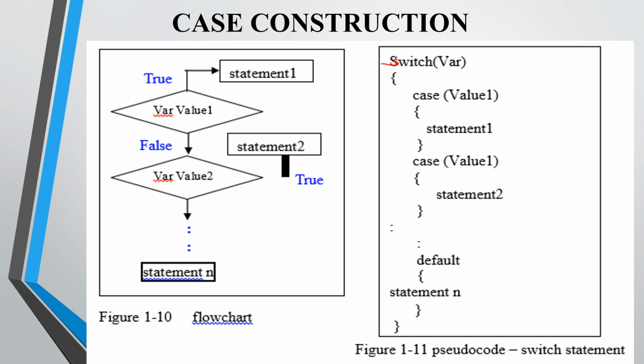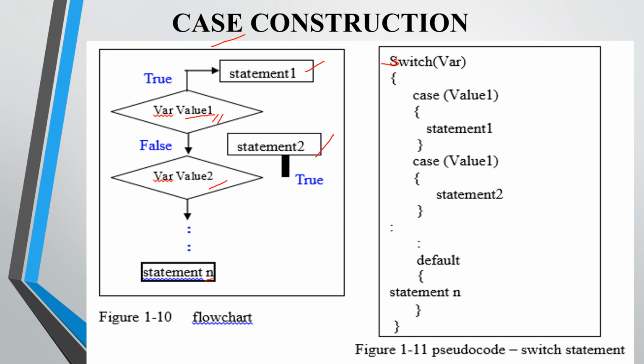Okay, so in this case, for the case, we have several variables, no? So we have to check the value of the variable, the first value of the variable. Okay, if it matches, then it performs statement 1. Otherwise, it will test again if it has a match. If that value matches the condition or the case, then it performs statement 2 up to statement n.